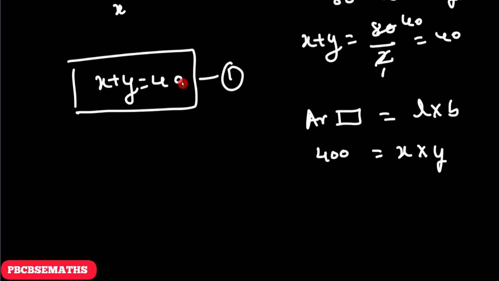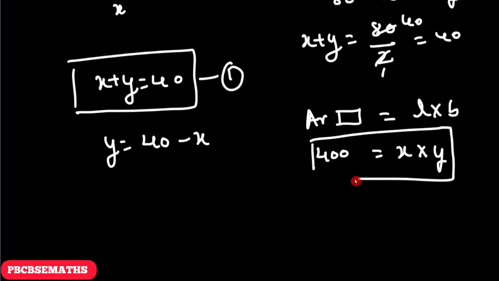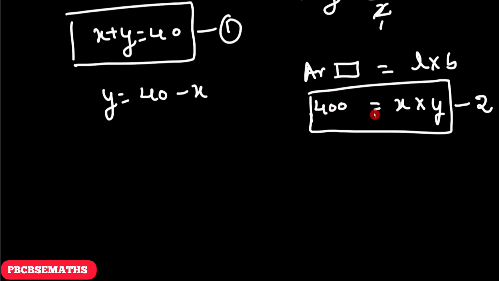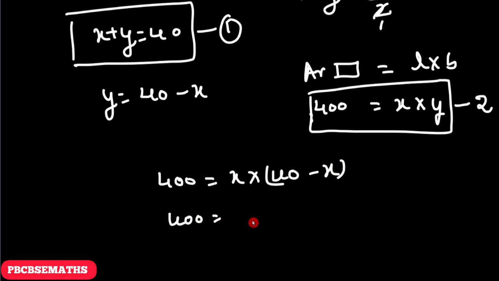Here we have x plus y equals 40. Then we can write y equals 40 minus x, that is, shifting this x to the other side of the equal sign. We have y equals 40 minus x. Let's substitute the value y equals 40 minus x in equation 2. So in equation 2 we have 400 equals x into y. Then we can write it as 400 equals x into, now let's replace this y by 40 minus x.